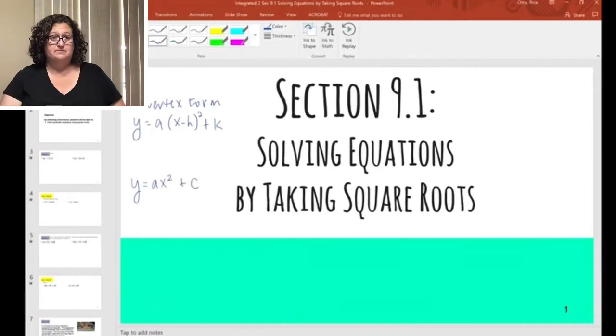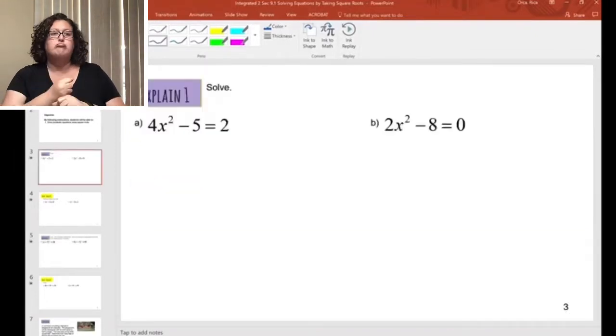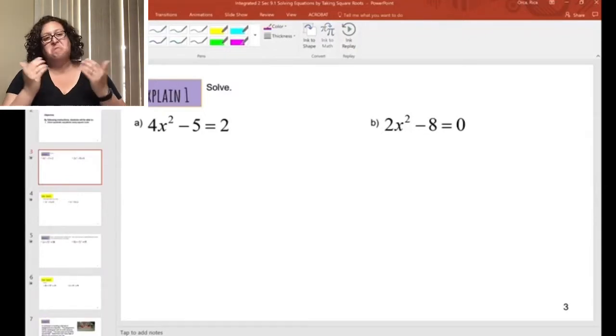So if the equation is in vertex form or standard form without the bx, then you can definitely use this method. We have 4x squared minus 5 equals 2. Notice how this equation does not have a bx. So that said, let's go ahead and solve the equation.